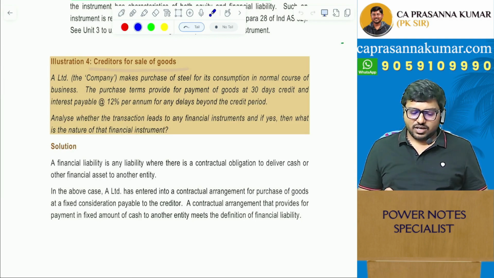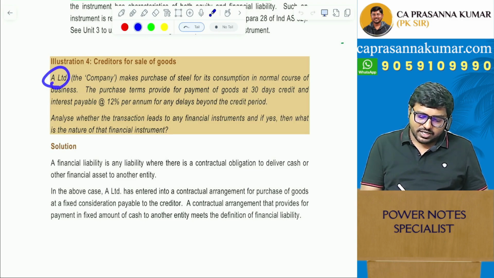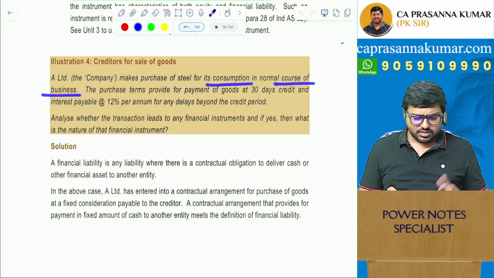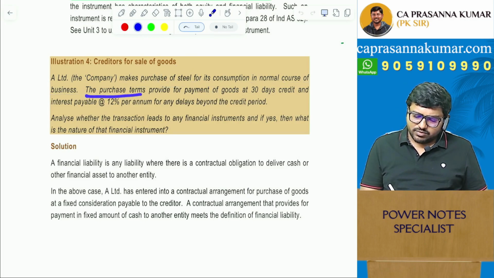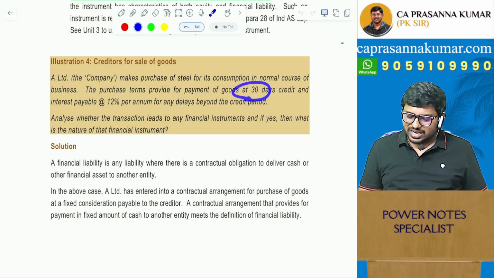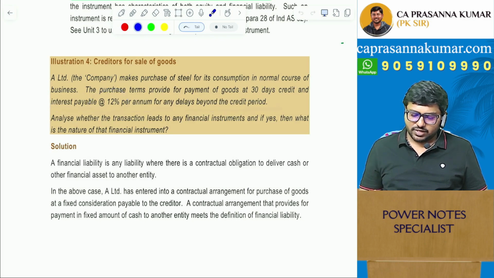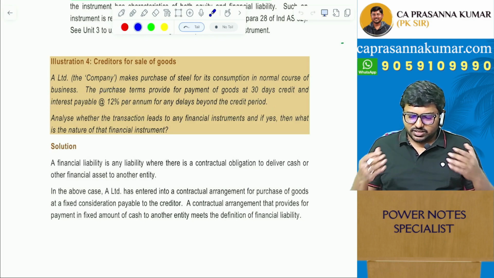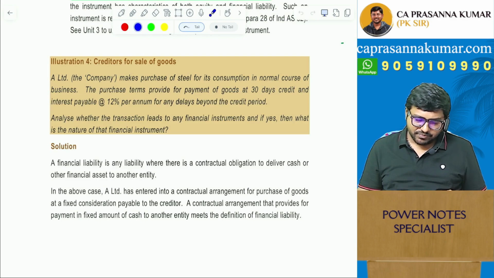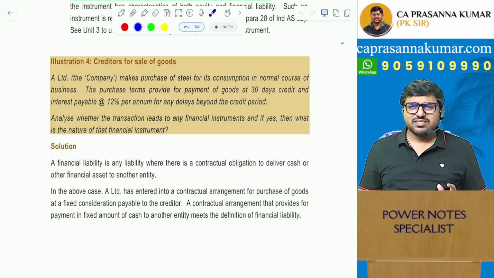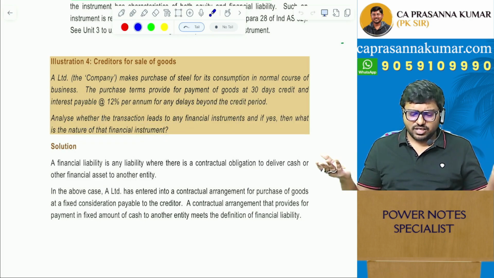Creditors for sale of goods. A Limited, the company, makes purchase of steel for its consumption in the normal course of business. The purchase terms provide for payment for goods at 30 days credit and interest payable of 12% per annum for any delays beyond the credit period. Okay, you purchase steel for consumption, you have to pay the creditor. Fine. Analyze whether the transaction leads to any financial instrument, and if yes, then what is the nature of the financial instrument? Very easy. You have a contractual obligation to pay cash, therefore it's a financial liability.